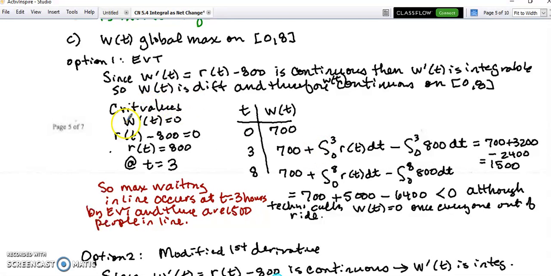I found my critical values. When W prime of t equals 0 is when the rate minus 800 is 0, when the rate is 800, which from the graph was at 3. We could put our values in here.